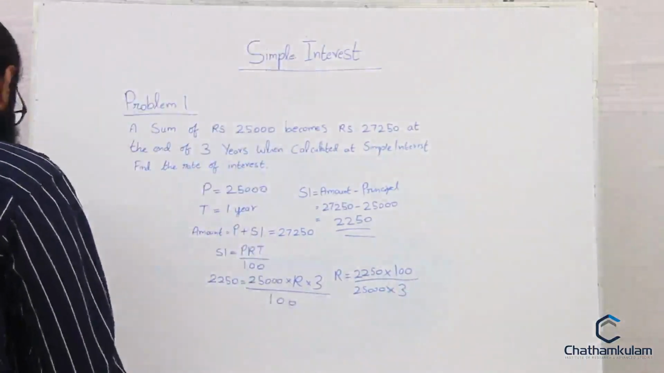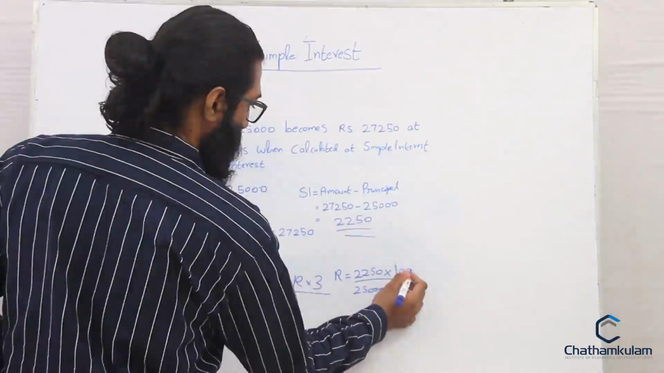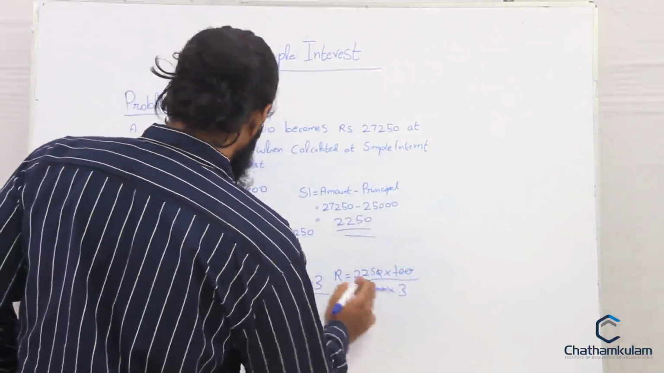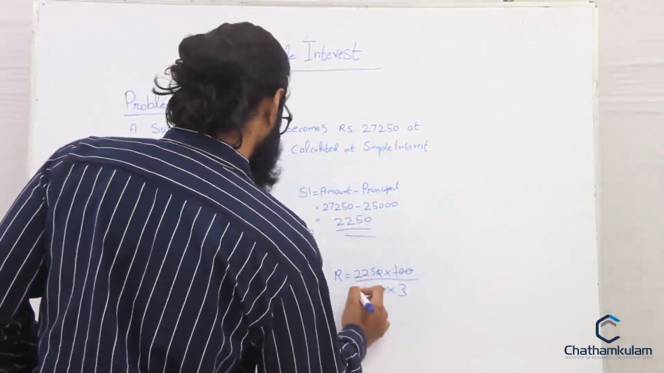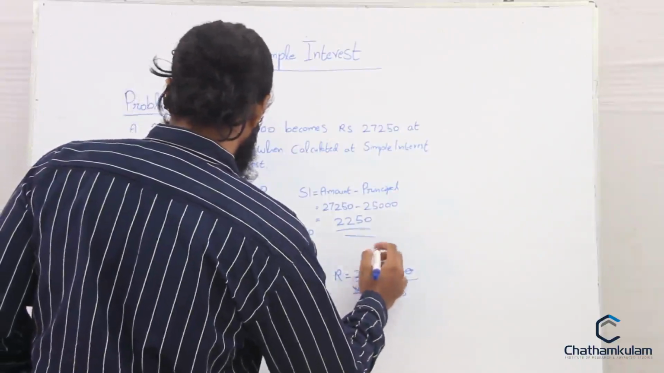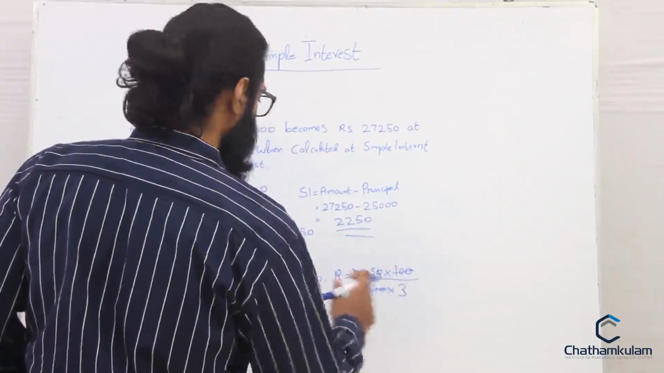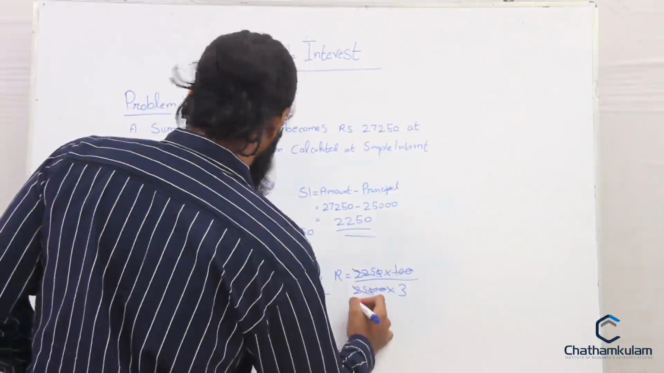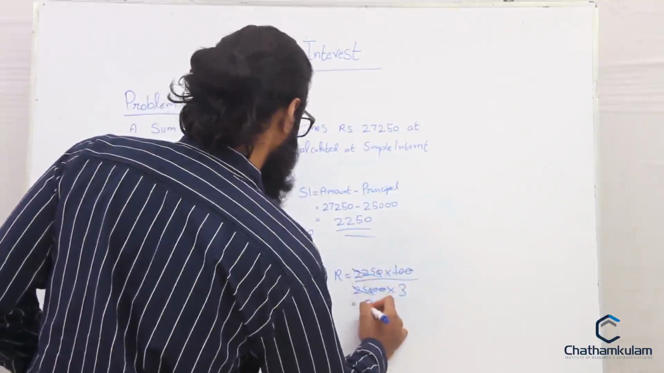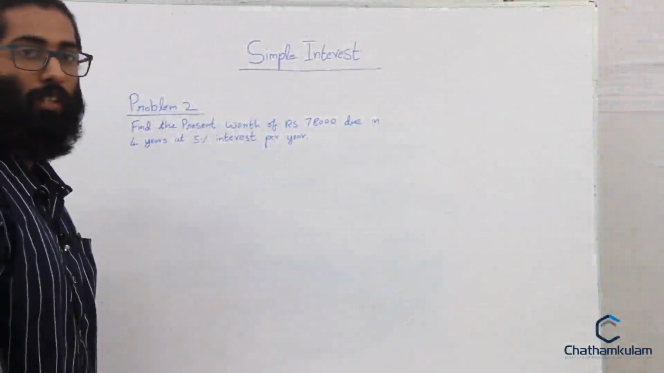We cancel the 100 and 0s, and 25 when divided into 225 gives a value. We cancel, and we get the value as R equals 3%.